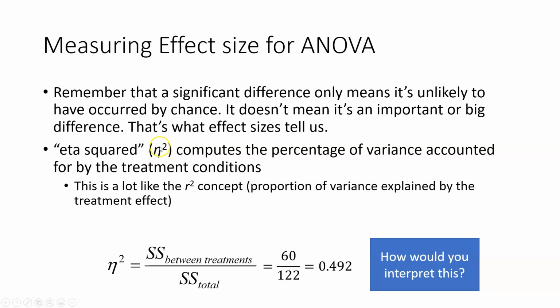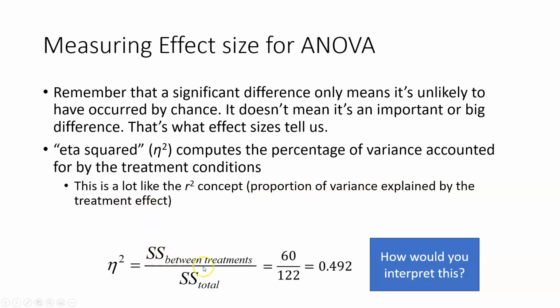The eta squared computes the percentage of variance that's accounted for by the treatment conditions. Remember, that's the same as how we were interpreting r squared before, the percentage of variance that's accounted for by the independent variable, or by the treatments. So this is a lot like r squared, which was the proportion of variance explained by the treatment effect. It's just computed slightly differently.